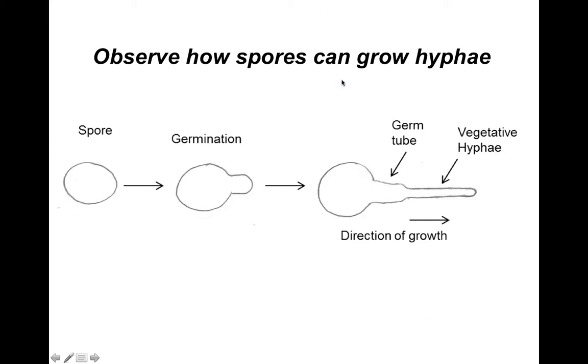We're still under spores. You don't necessarily have to write this down, but this is showing you again how they can grow hyphae. Here, germination is when they start to grow, and then this is basically going to be the hyphae. That can continue to grow into a new organism.